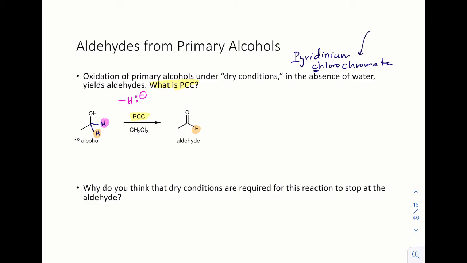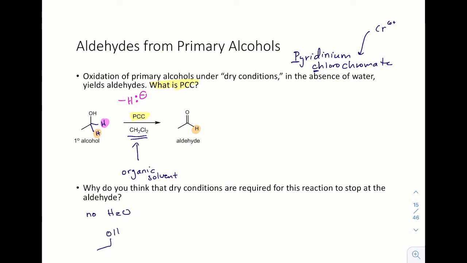And chromate, that sounds like chromium. Yes, so we have a chromium 6 oxidant, but there's no water around. And you can see we're using an organic solvent here. And because there is no water around, there's no hydrate formed.